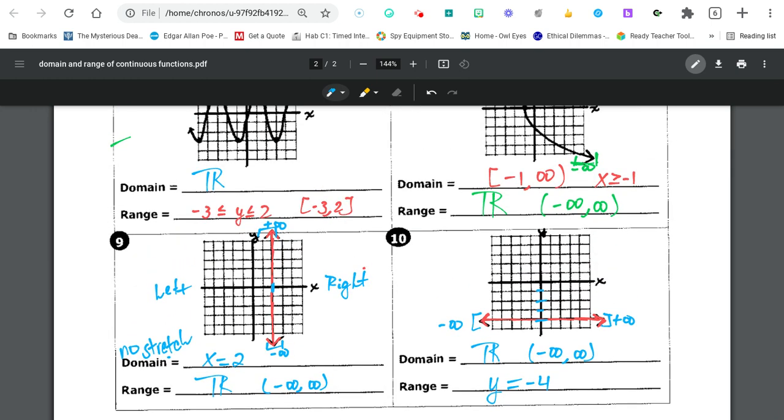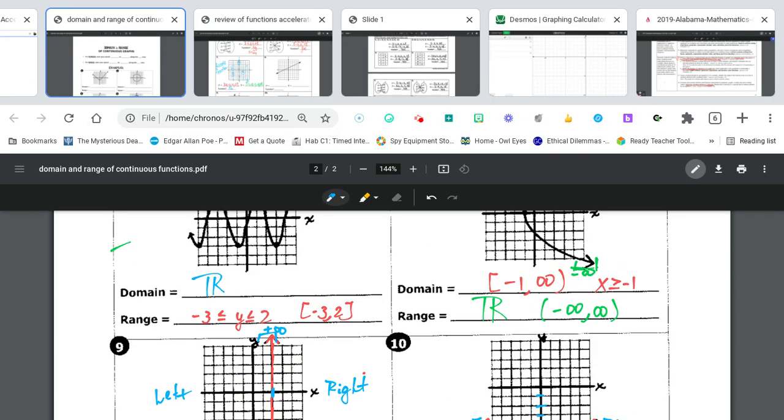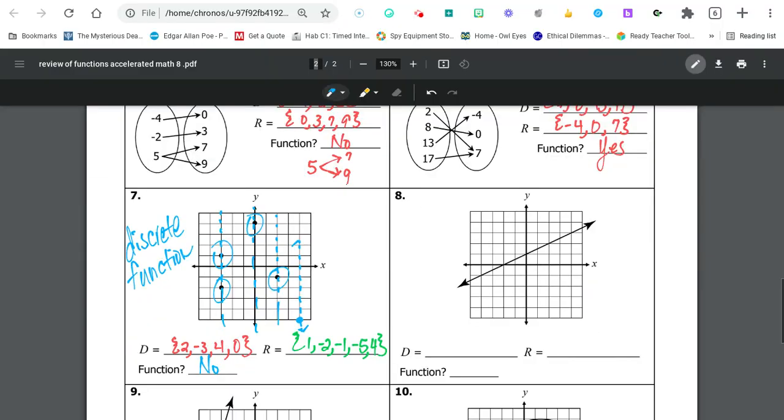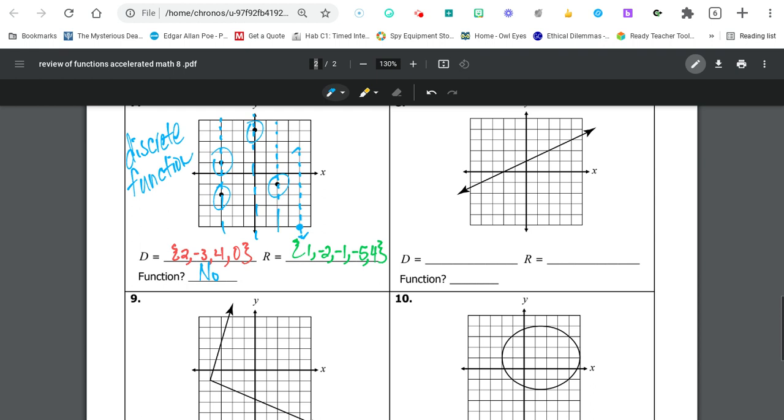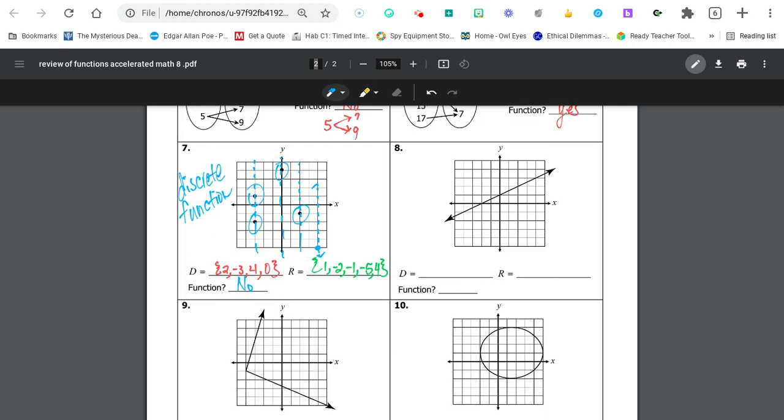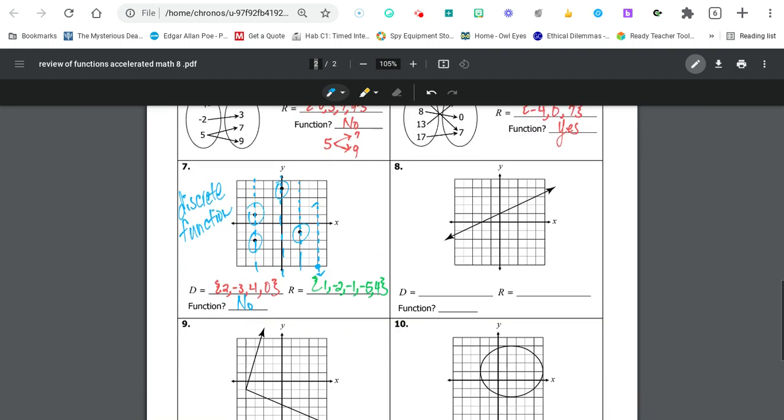Okay, that does it for domain and range of continuous graphs. I'm going to go back over here. And you're going to pause the video and see if you can try 8, 9, and 10. And then we'll see what we get, okay?